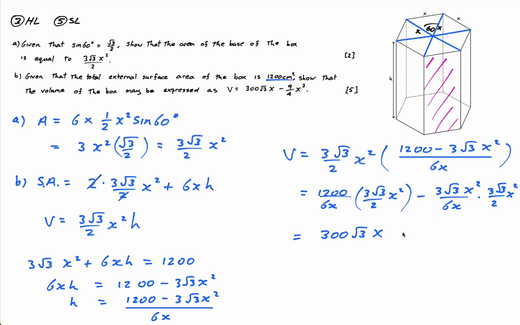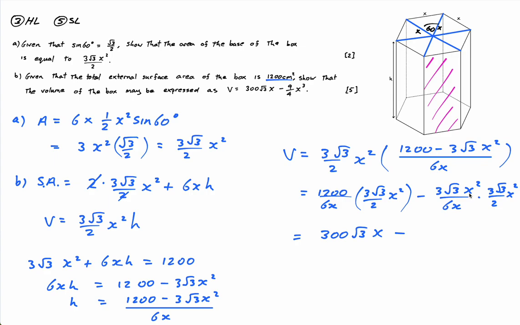And then this, so we have the minus. We're going to have x cubed because we have x squared times x squared over x is x cubed. And we have 3, okay, watch this. 3 times 3 is 9. Root 3 times root 3 is 3. 9 times 3 is 18. And 6 times 2 is 12. So we actually have 18 over 12.